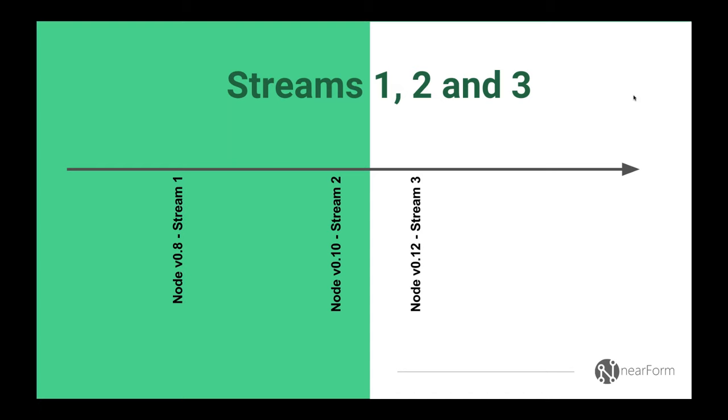Version 1 of the Streams API was not really working properly, so we got version 2 of the same API with Node v0.10. And this was stable enough, though it still had some issues, and we got version 3 of the Stream API with Node 0.12 and Node 4 going forward. Let's go very quickly through all those APIs.